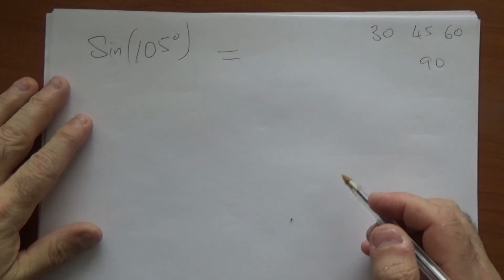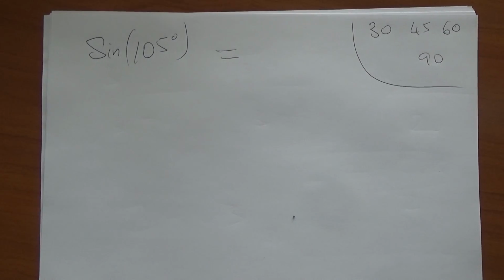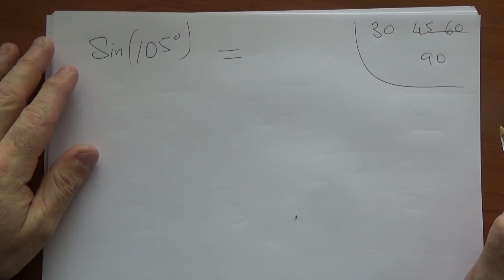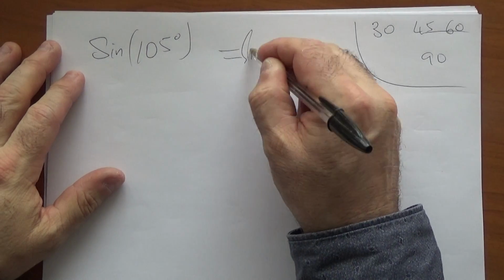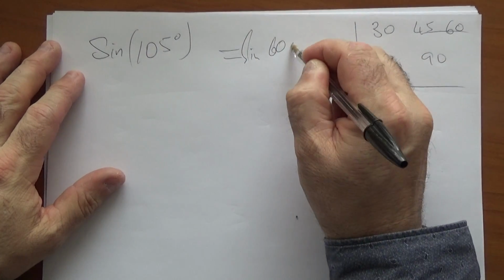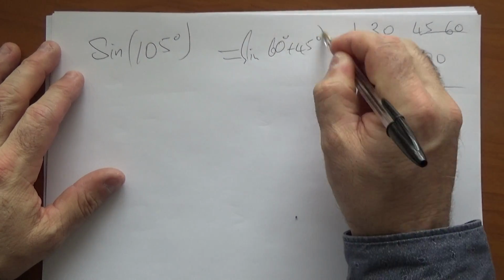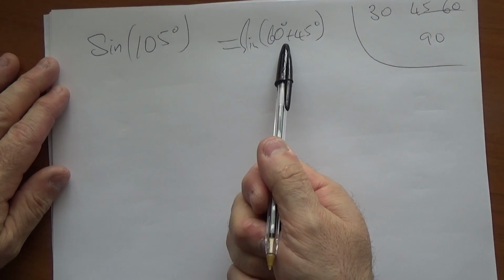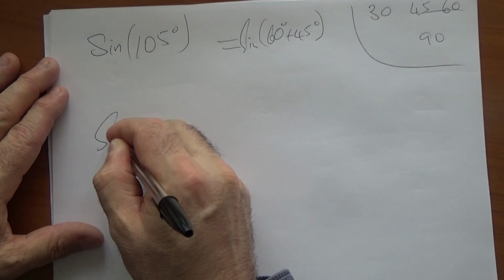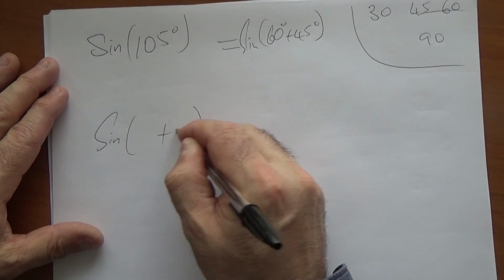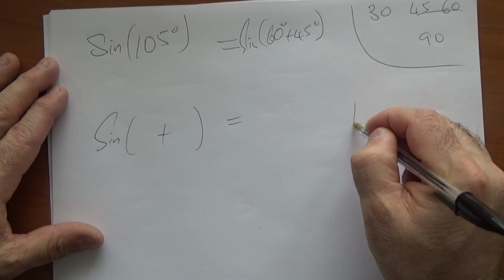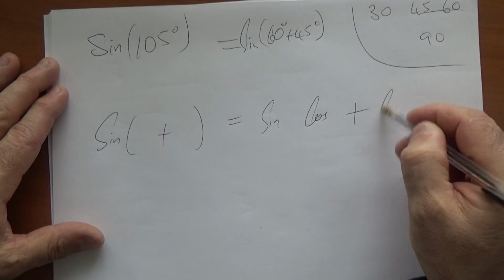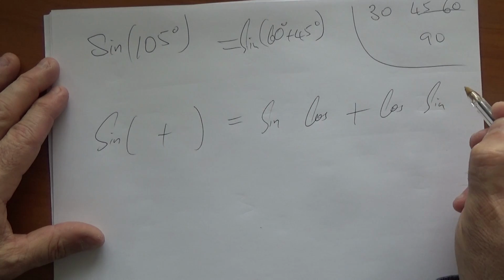So these are the angles that are under consideration. Okay, and this combination works. So we want the sine of 60 plus 45. It seems to make sense to put the big one at the beginning. So now we're going to try and write down the sine of a sum. So the sine of a sum is equal to the sum of sine, cosine, cosine, sine.